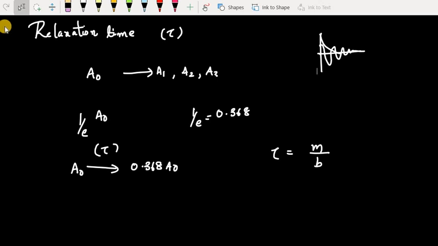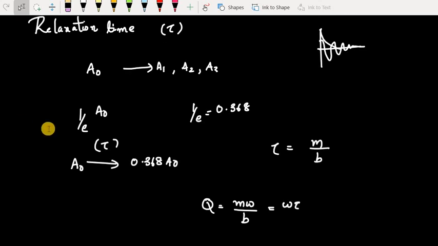We already learned the equation of the quality factor, which is equal to m omega by b. We know that m by b is the relaxation time tau. So we can write the quality factor is equal to omega tau. That is, the quality factor is directly proportional to the natural angular frequency and the relaxation time tau.